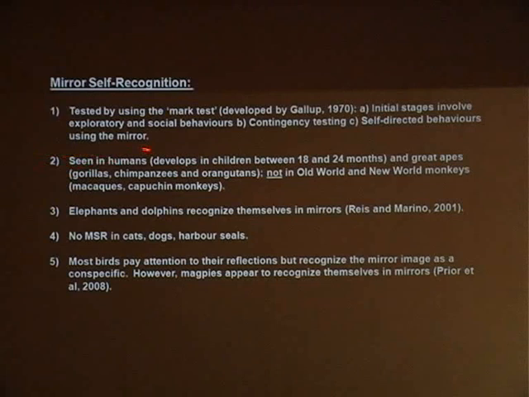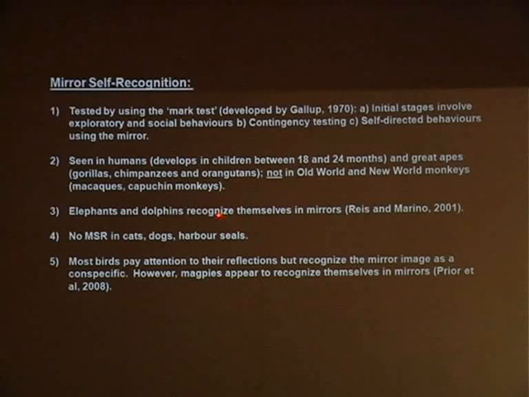Once it has figured out that this is a reflection, then it will start using the reflection to look at parts of the body which it cannot normally see. This is seen in humans and develops in children between 18 and 24 months, and in great apes, but not seen in old world and new world monkeys. And elephants and dolphins recognize themselves in mirrors, but it's not seen in cats, dogs, and harbor seals.